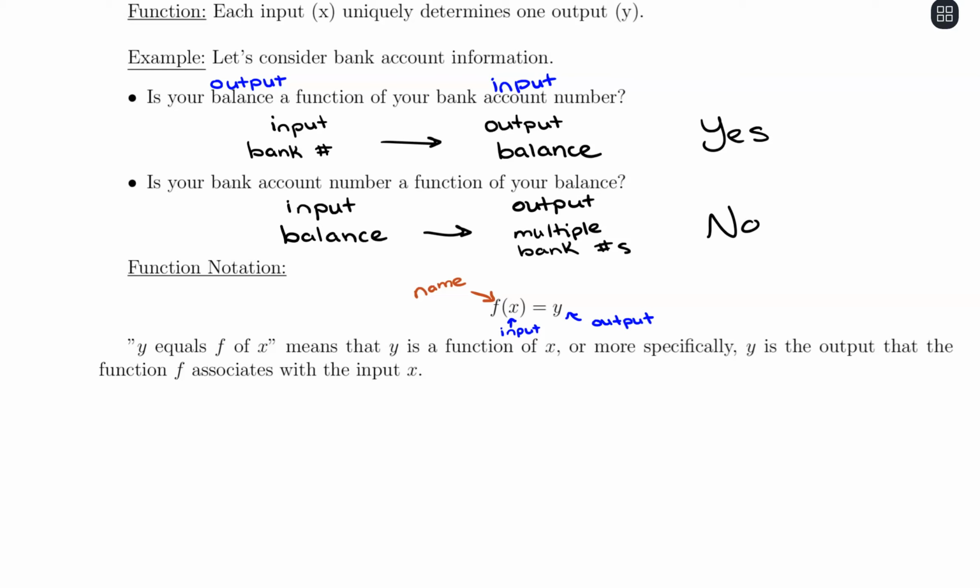So y equals f of x means that y is a function of x, or more specifically, y is the output that the function f associates with the input x. So we plug in x, that function f does something to x to change it into y. Just like our machine that we were talking about, we plug in x, that function f changes it around. With the machine we were working with, specifically it's 2x plus 3, and then we get our output y.